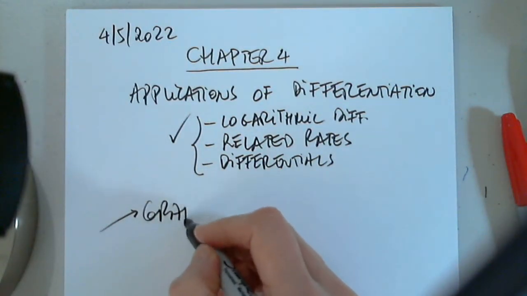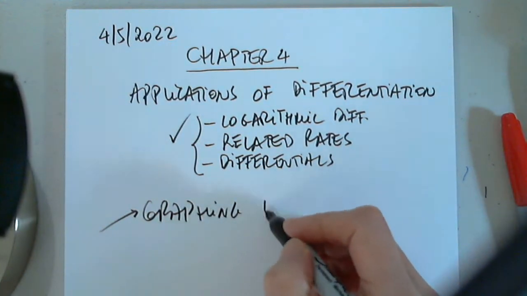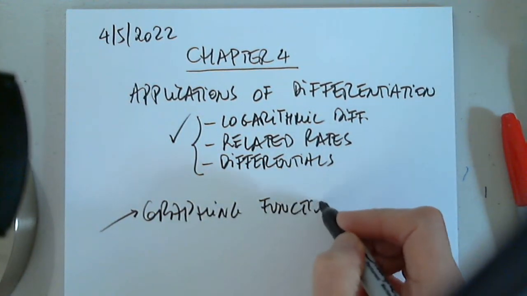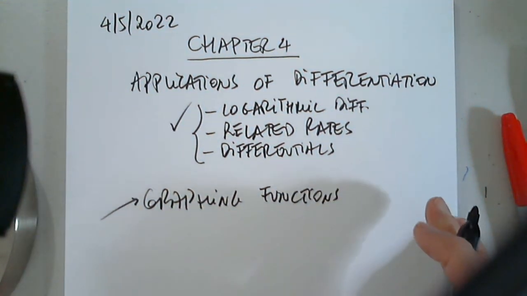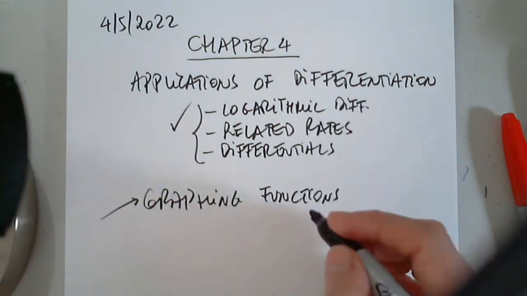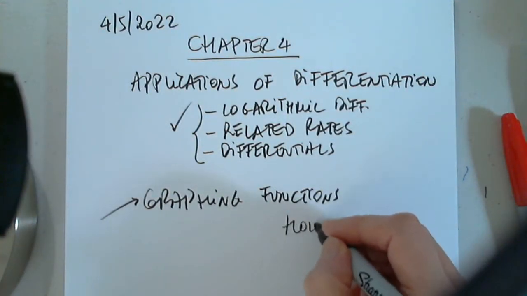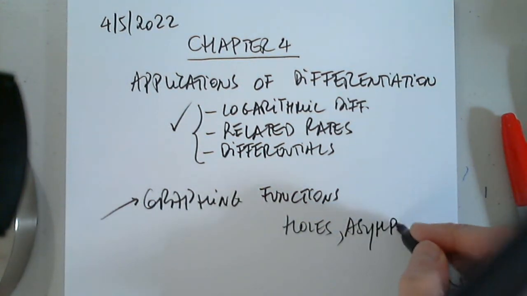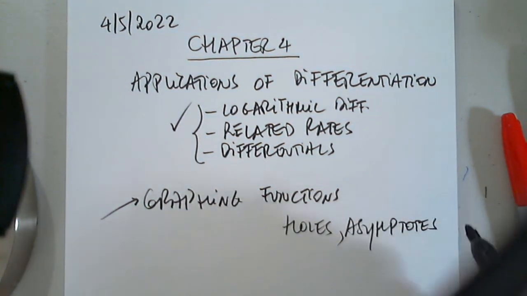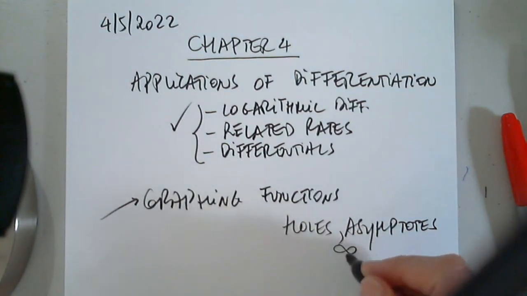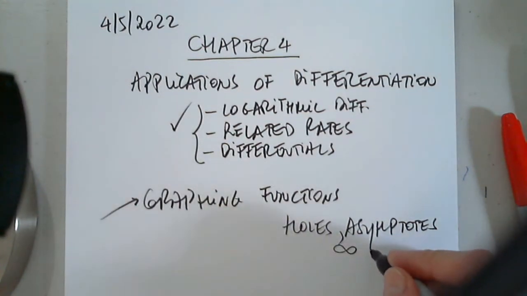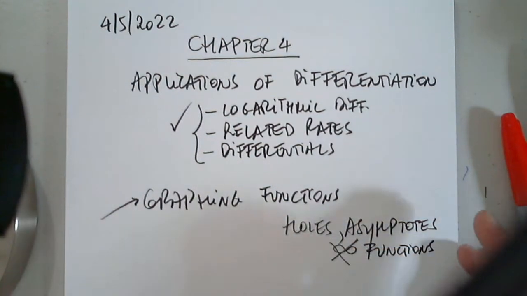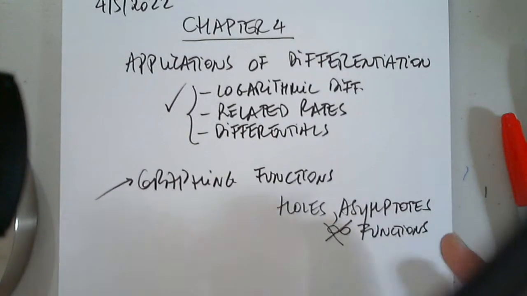Graphing functions is a major topic, with all sorts of functions, with holes in them, asymptotes, basically infinitely many different functions, combinations, infinite functions. Can we deal with that? No, we're going to just stick with some of them.